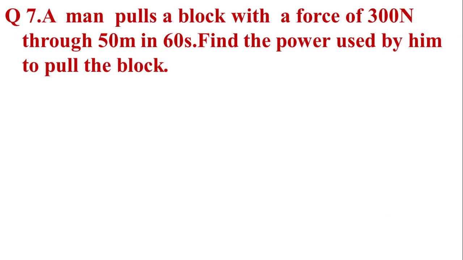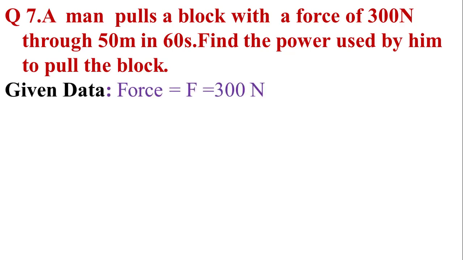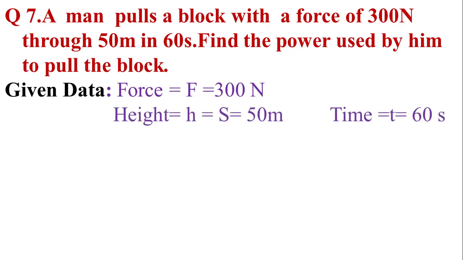Now, in question number 7, a man pulls a block with a force of 300 Newton through 50 meters in 60 seconds. Find the power used by him. First of all, we write the given data. Force F is equal to 300 Newton and distance S is equal to 50 meter. Time T is equal to 60 seconds. We can calculate the power.